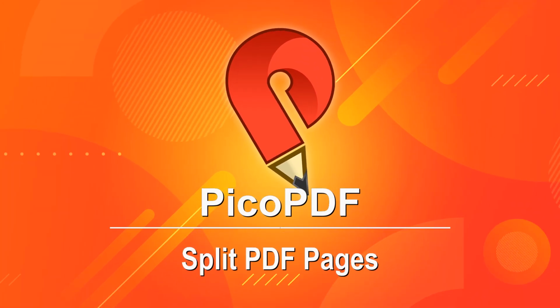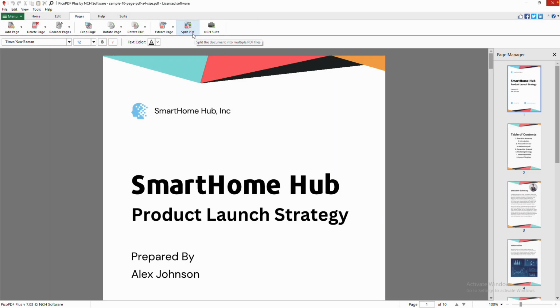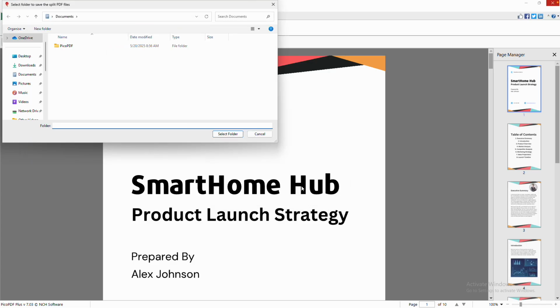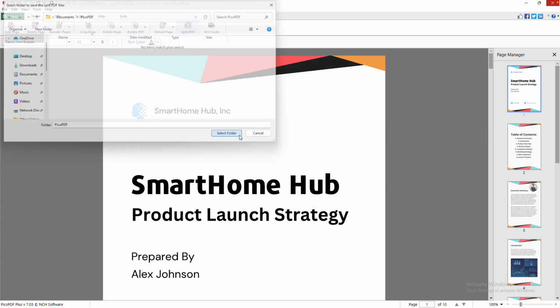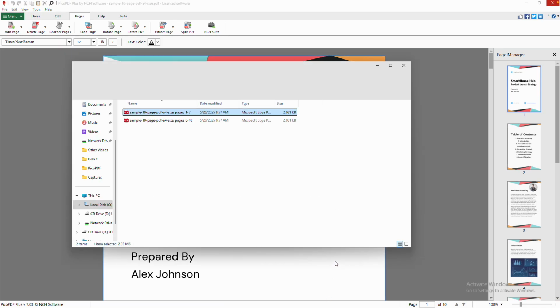Split PDF pages with PicoPDF. Open your file and go to the Pages tab, then click Split PDF. You can choose to split after a specific page to create two files or split all pages into separate PDF files. Confirm your selection by clicking the Split PDF button, then choose a folder to save the split files. Continue watching this tutorial for more details on how to split pages of a PDF with PicoPDF.